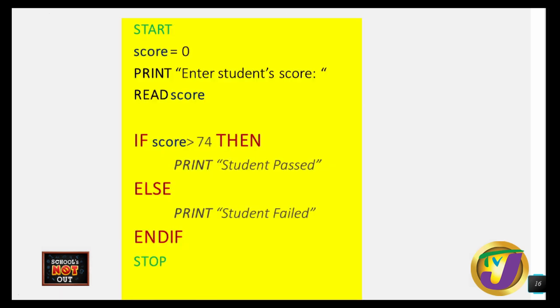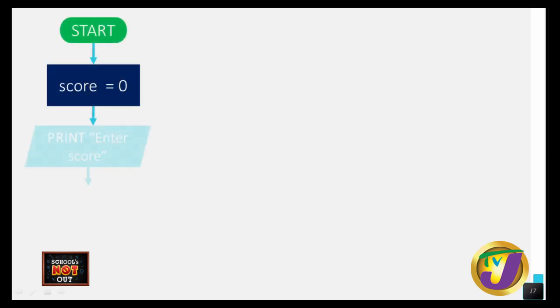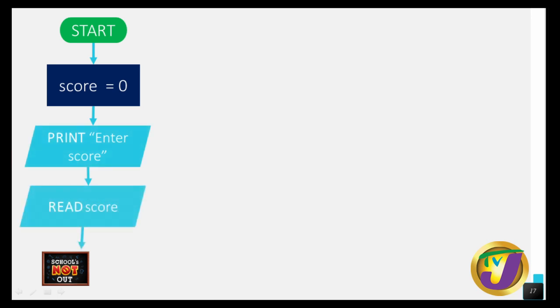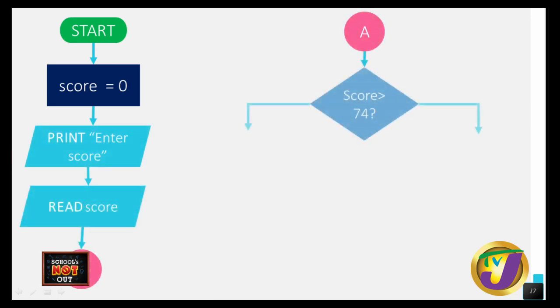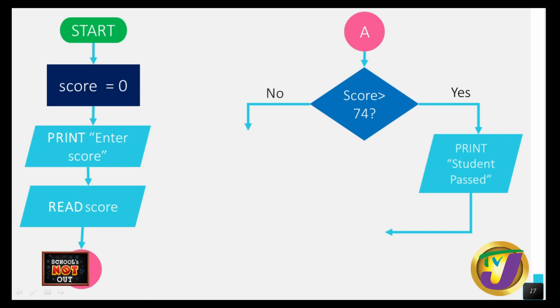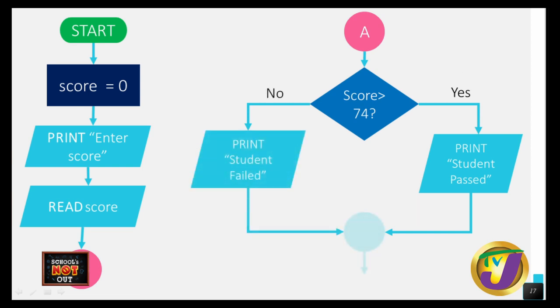And finally, we will look at the flowchart. Again, we're simply placing the pseudocode into the different symbols. Again, we have a start symbol, which is a terminal symbol at the top. Then we do our declaration and initialization, which in this case we're using a process symbol or a rectangle. Then we have a number of prompts and read statements. In this case, print, enter score, read score.